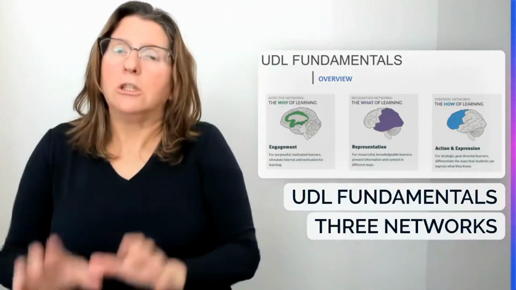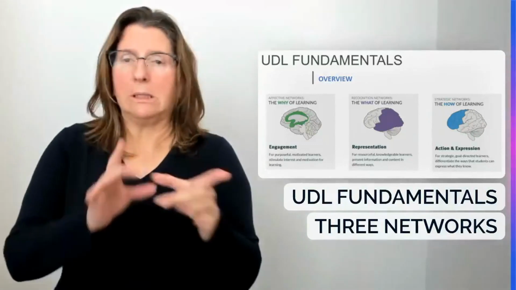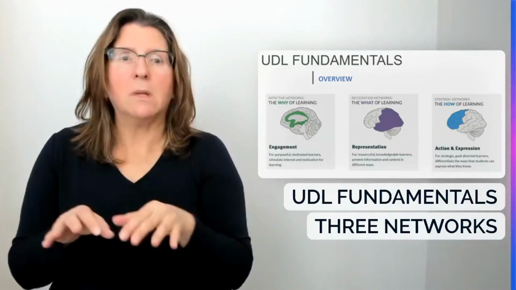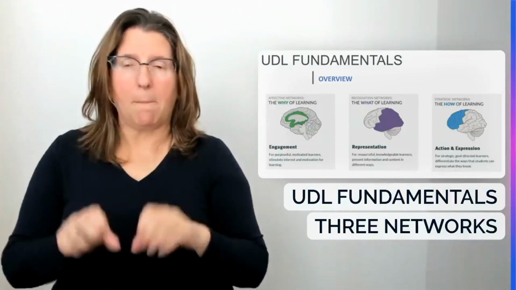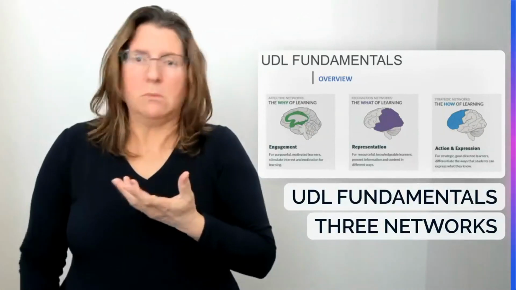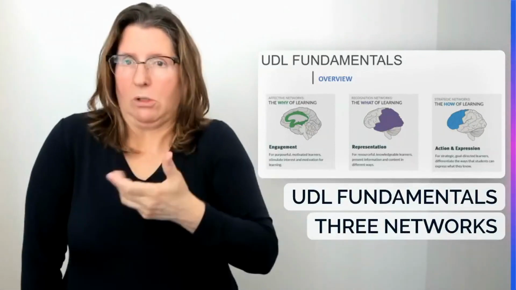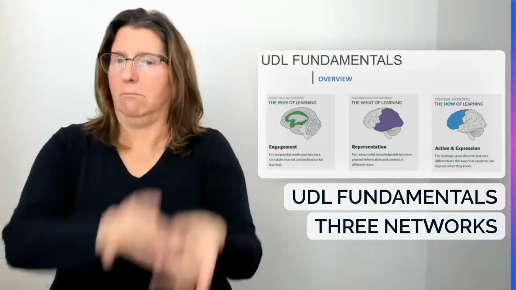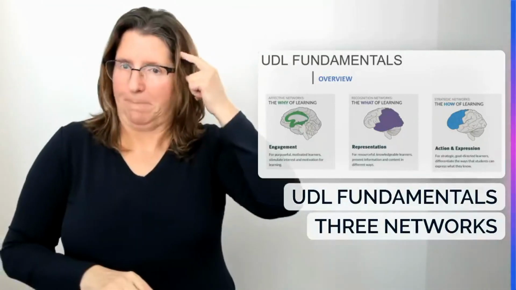The third network is action and expression. Action and expression deals with language and language acquisition. All the various ways one can express oneself engages that part of the brain.